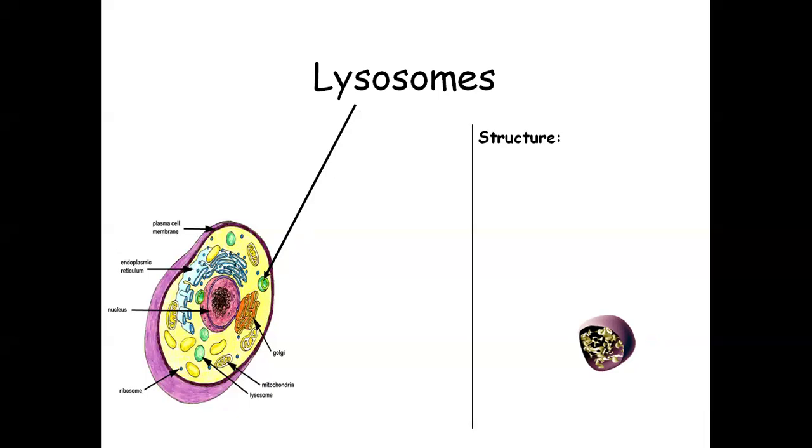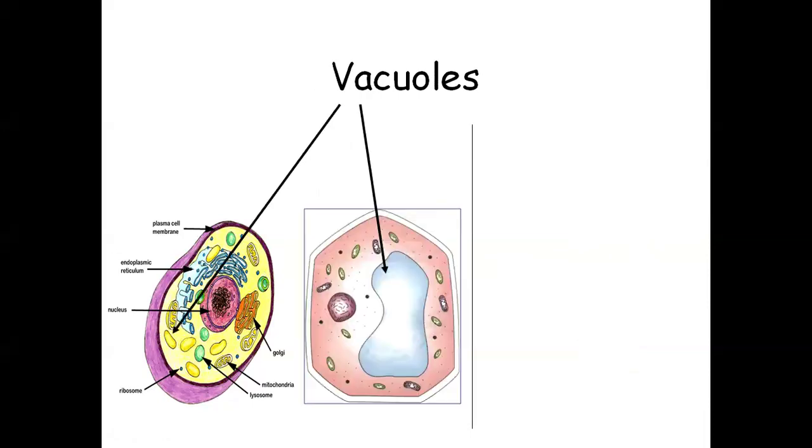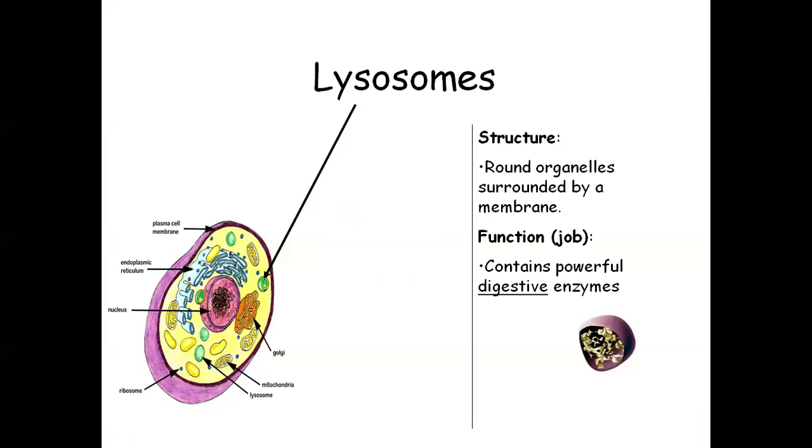Lysosomes, small vesicle-like structure. So you can see a vesicle-like structure here, and this will get lysed, broken, and because of that it is called as lysosomes. So round organelle surrounded by a membrane, and the main function is it contains a powerful digestive enzyme which is going to lyse itself, digest itself.